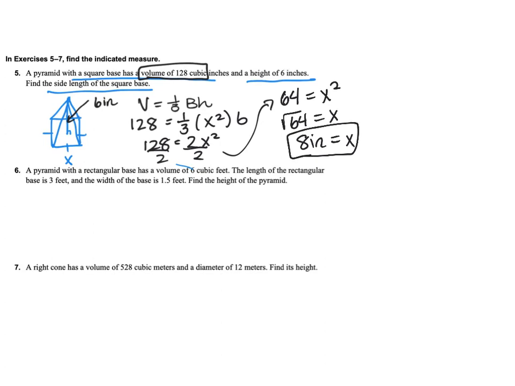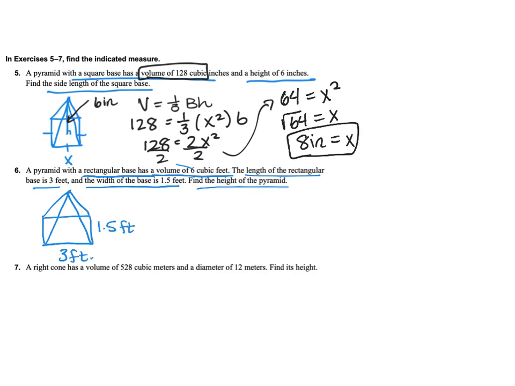Okay, number 6, a pyramid with a rectangular base has a volume of 6 feet. The length of the rectangular base is 3. The width is 1.5 feet. Find the height. So again, I like to start with a picture. Length of the rectangle is always the longer side. So that is 3 feet. The width will be 1.5 feet. Find the height we don't know, so we'll draw that in here and call it X.